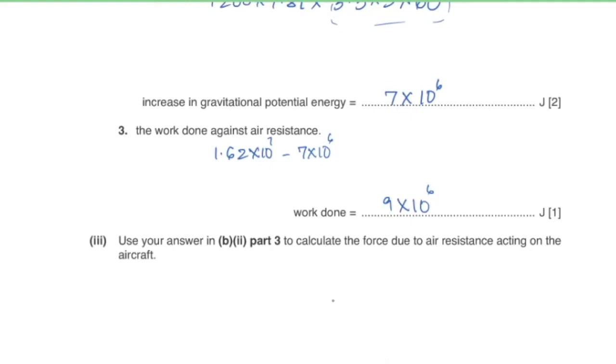Use your answer in B part 2, part 3 to calculate the force due to air resistance acting on the aircraft. So work done against air resistance is equal to force due to air resistance times the distance it moves in the interval of 3 minutes.